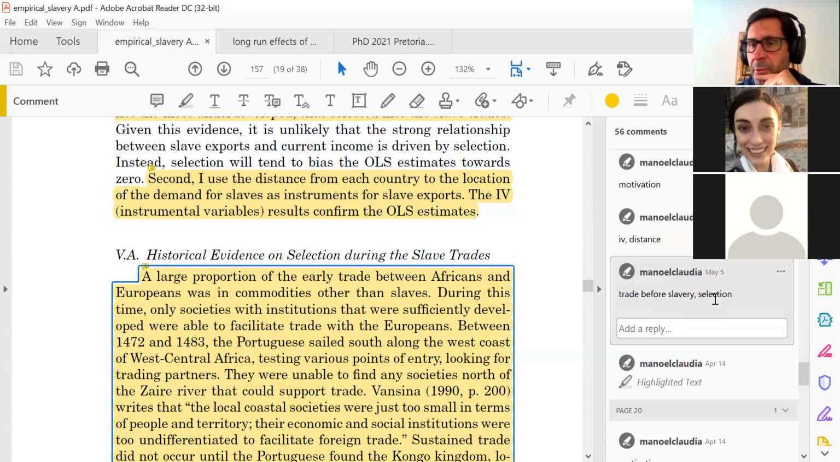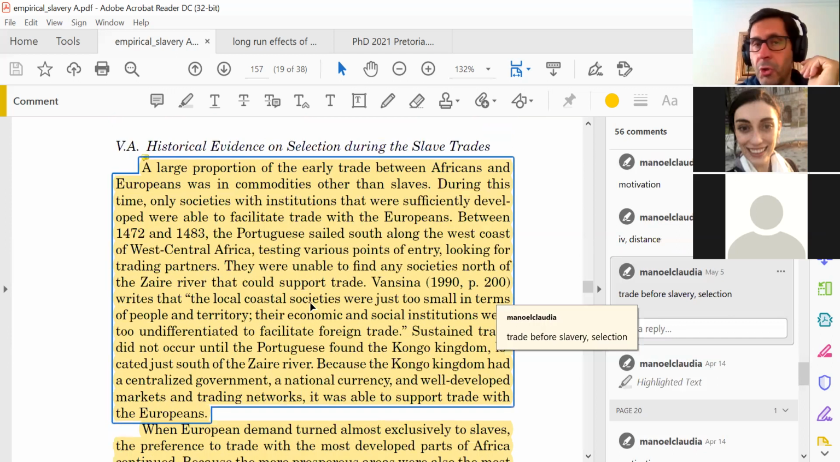Trade before slavery, selection: a large proportion of the early trade between Africans and Europeans was in commodities other than slaves. During that time, only societies with institutions, right? For you to trade, you need some institutions. Only societies with institutions that were sufficiently developed were able to facilitate trade with the Europeans.